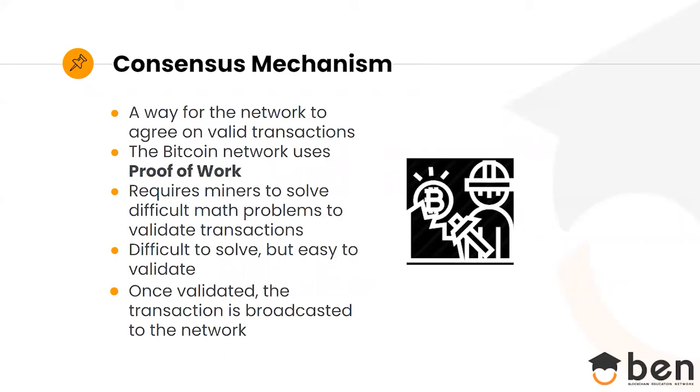Now we will talk about the Bitcoin consensus mechanism. A consensus mechanism is a way for the network to agree on valid transactions. There are 2 popular consensus mechanisms, proof of work and proof of stake. The Bitcoin network uses proof of work. Proof of work requires miners to solve difficult math problems to validate transactions. While these problems are difficult to solve, they are very easy to validate. Once validated, the transaction is broadcasted to the network.